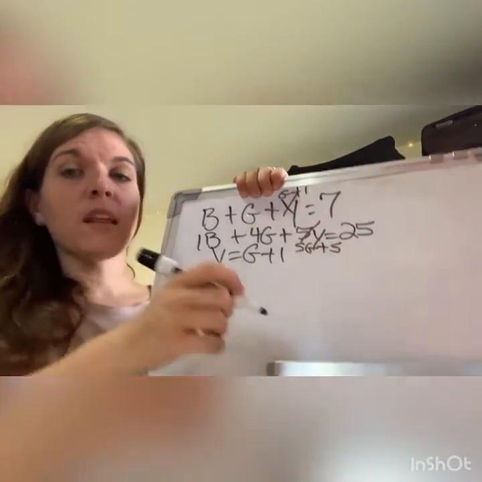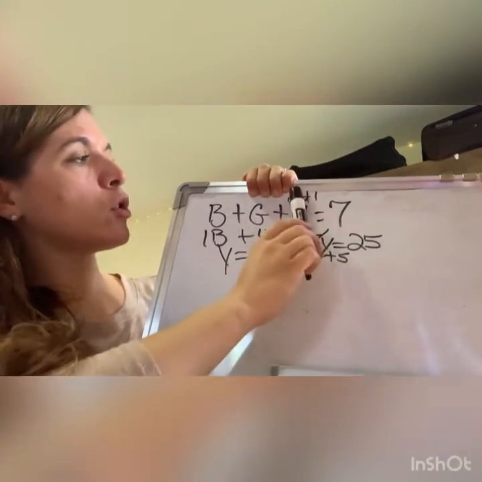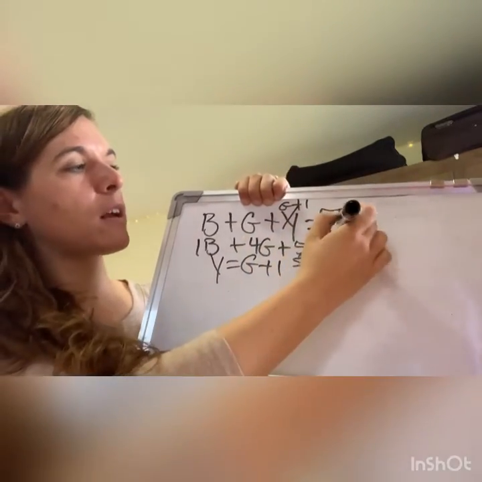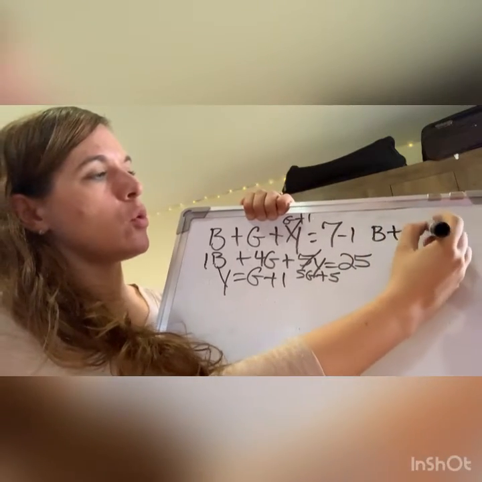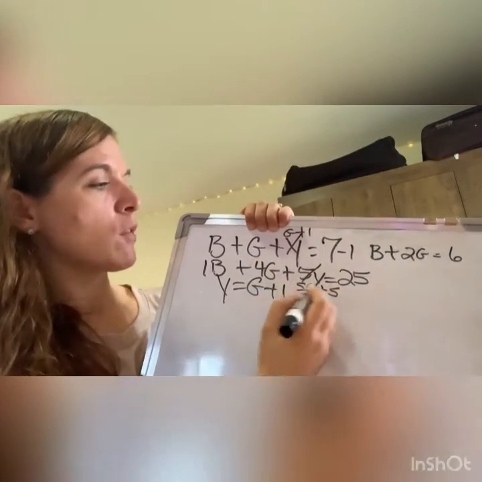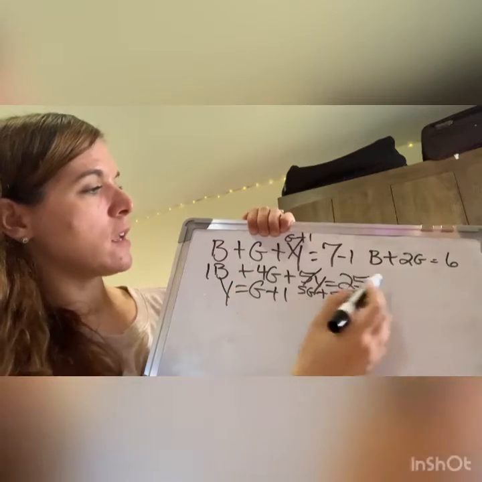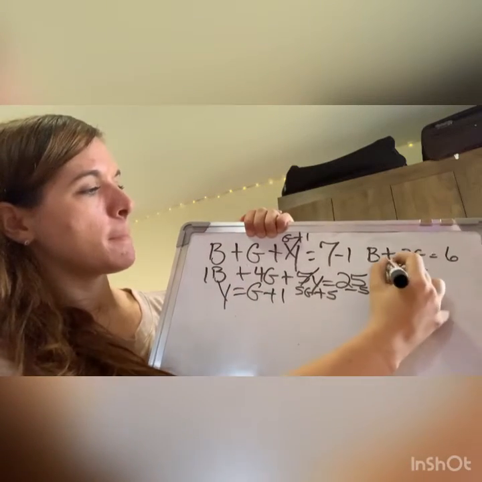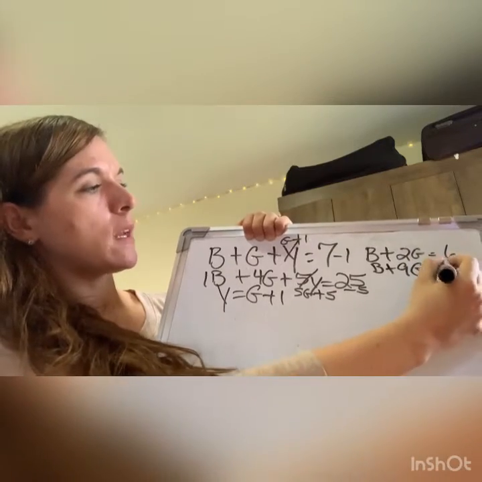right? So then let's rewrite our equations. We have now 2g, and we're going to move the 1 over here to negative 1, right? So it's going to be b plus 2g equals 6, okay? Then this one over here, I'm going to minus 5. So that's 9g, 1b equals 20.